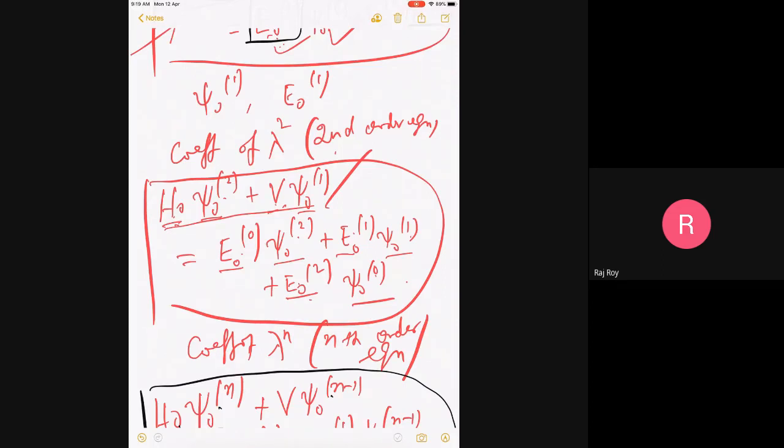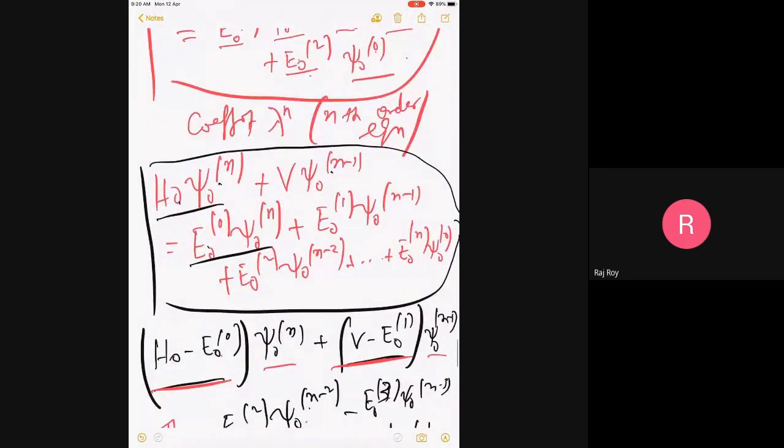So they really start with the 0th order of E, nth order of the wave function, and so on. Increase this order, decrease this order. The sum of the orders should always be the number I'm looking at: 2, 3, whatever. So this was the general nth order equation. As you can see, psi 0 n, V psi 0 n minus 1, because this is first order in H, first order in lambda. And then you have 0 n, 1 n minus 1, up to n 0.